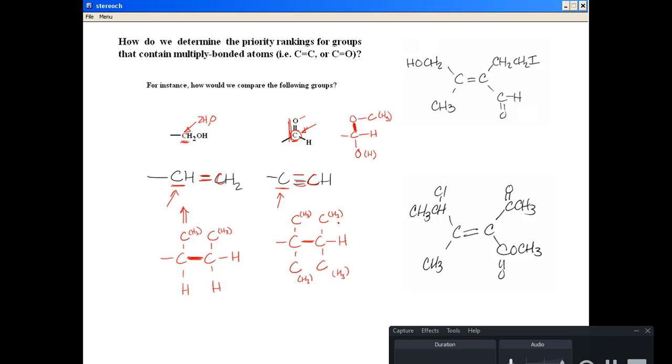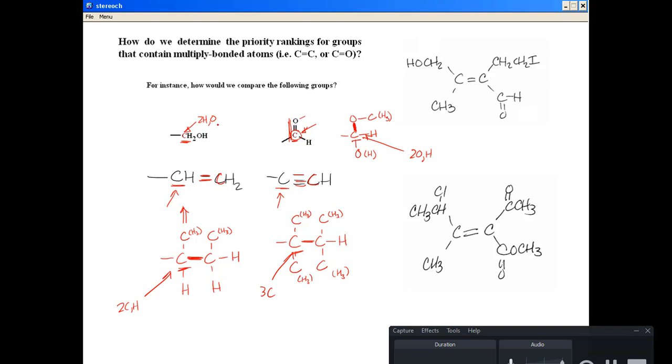Okay. So now I have a fair comparison. So I've got carbon versus carbon versus carbon versus carbon. And now I can say what's attached to this carbon. 2 O's and an H. What's attached to this carbon right here? 2 C's and an H. What's attached to this carbon right here? 3 C's.